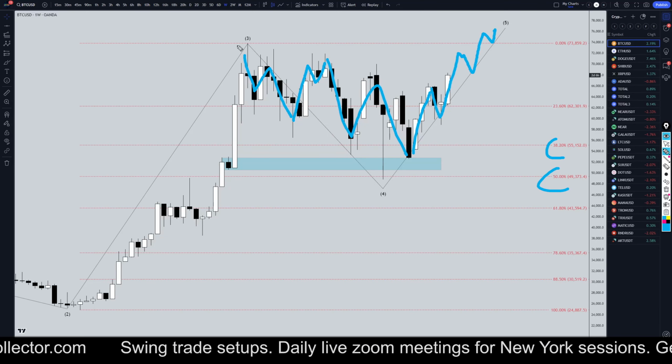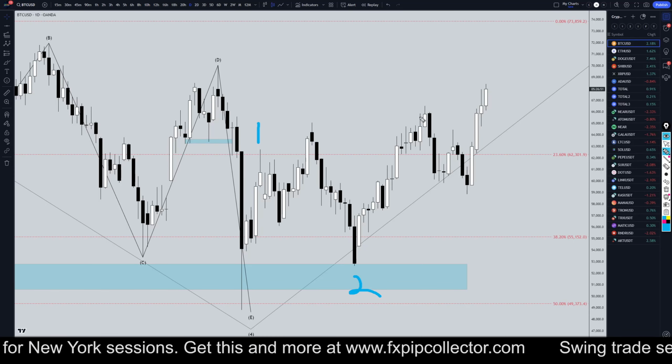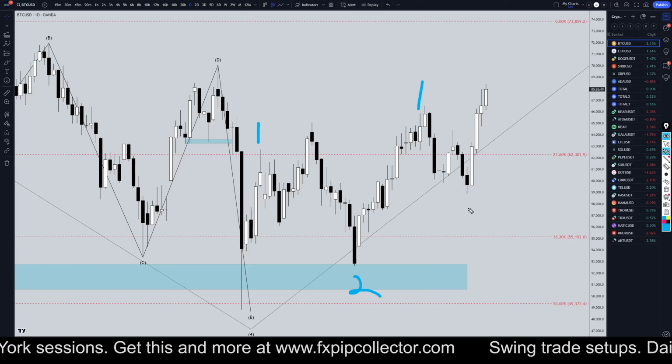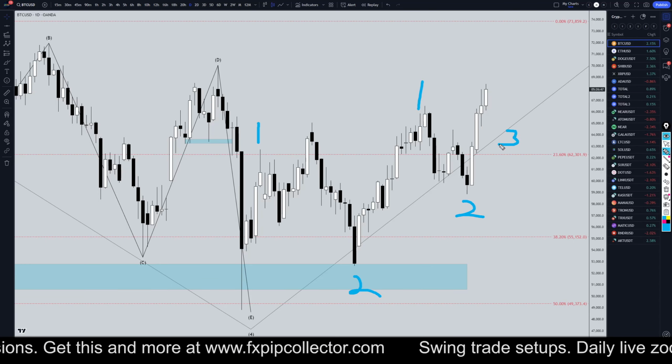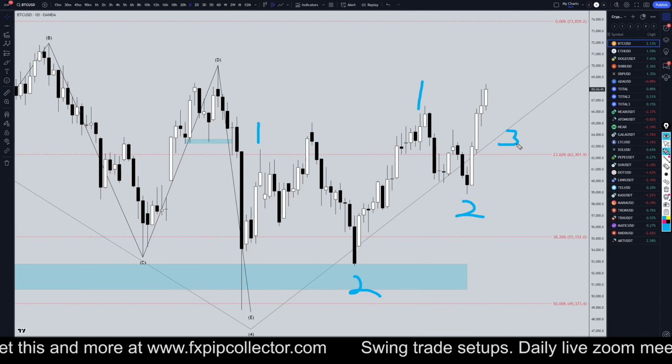I think this is a 1, I think this is a 2, and I think we're in a wave 3. So this is like a subdivision 1, subdivision 2, subdivision 3. So 1 of 3, 2 of 3, and 3 of 3 is likely what I think we have going on.